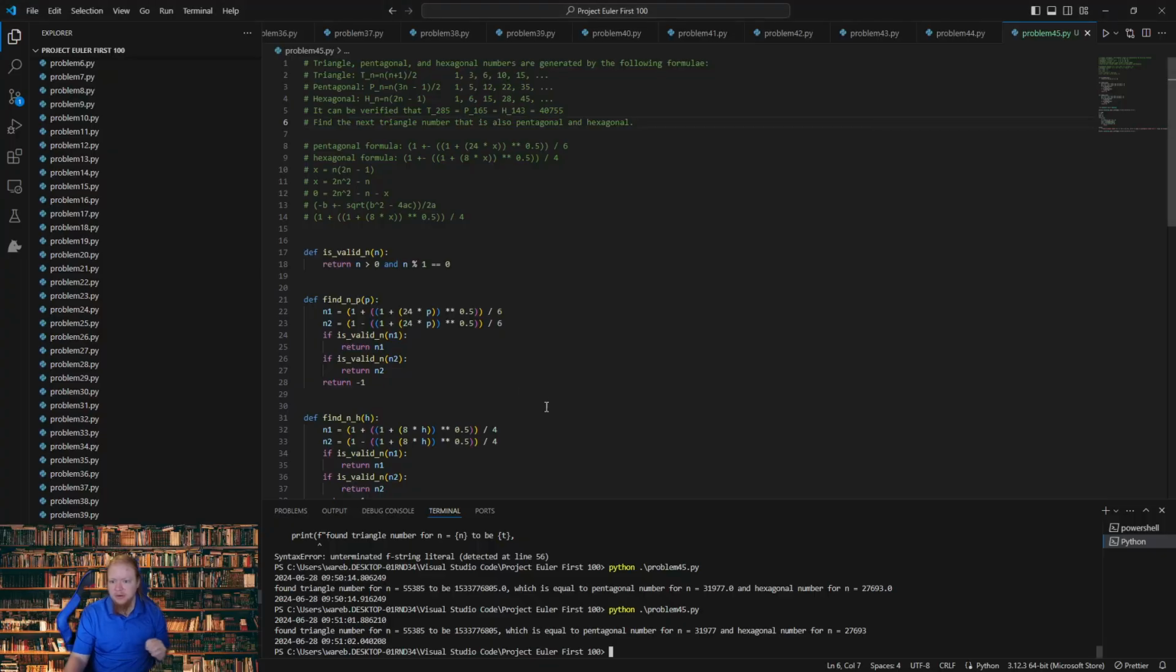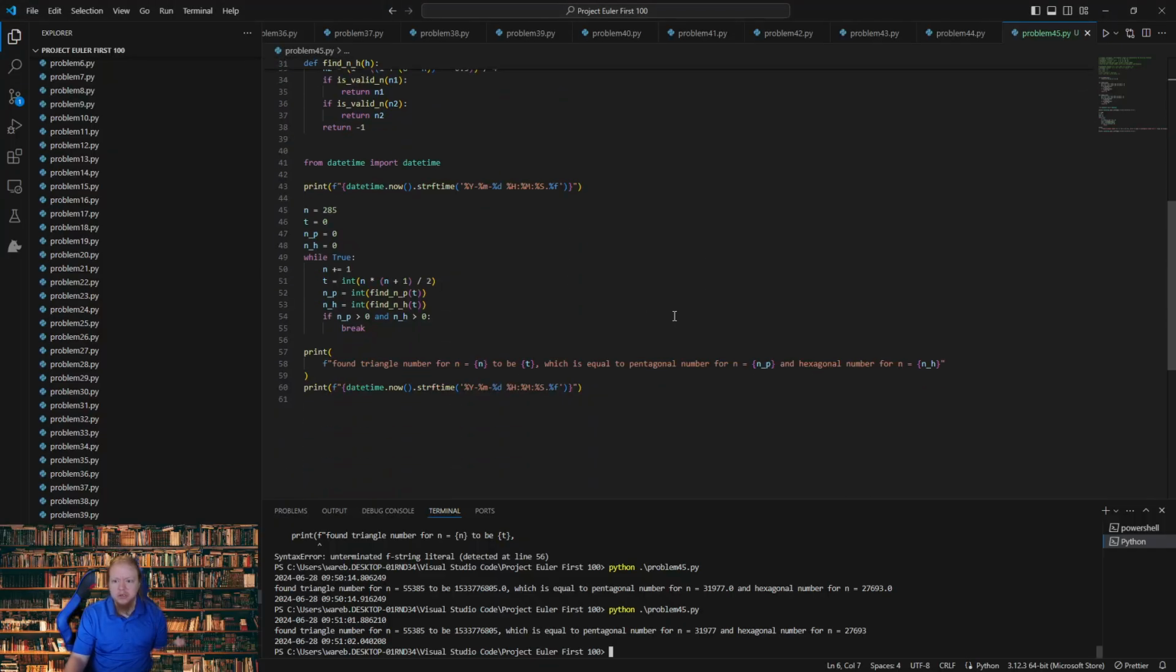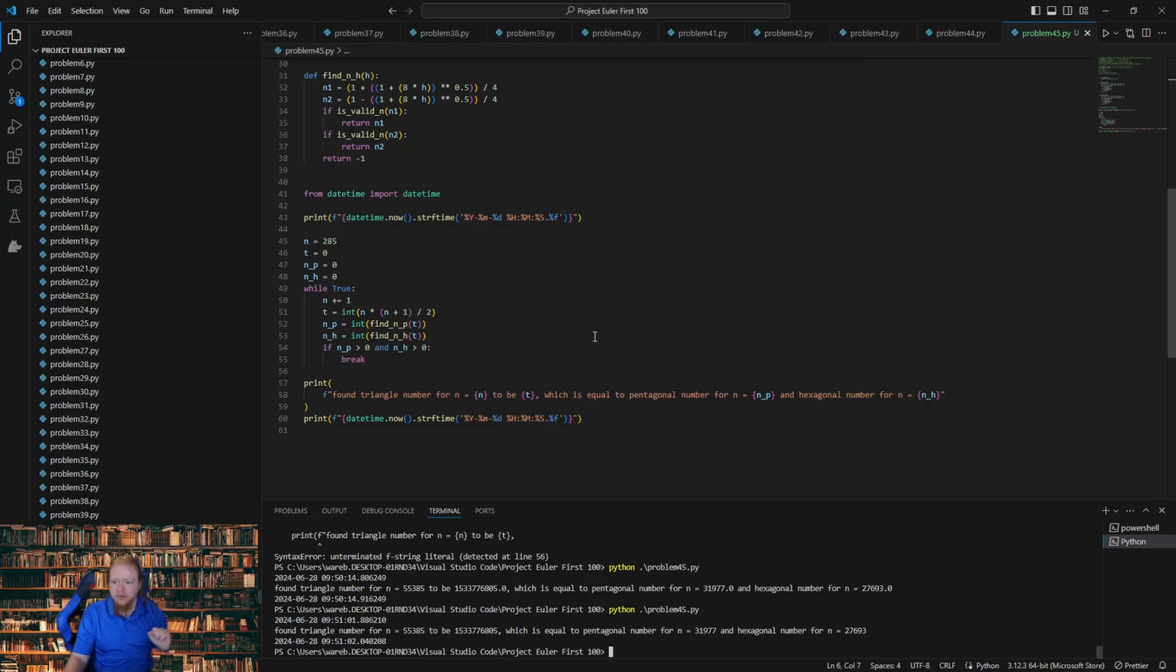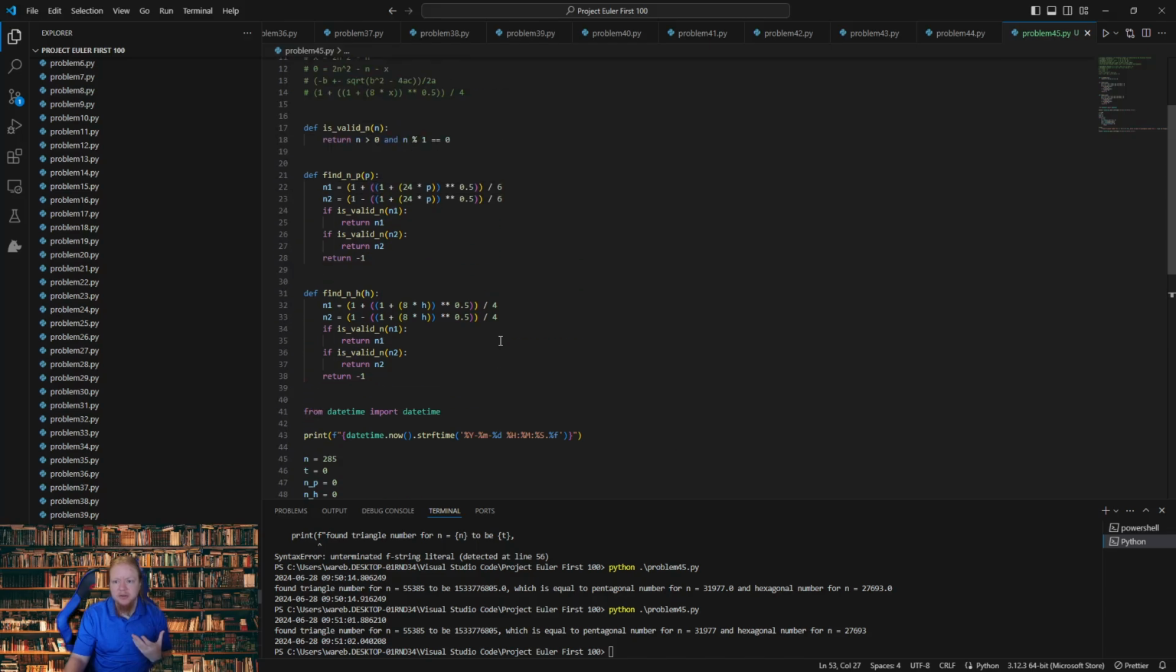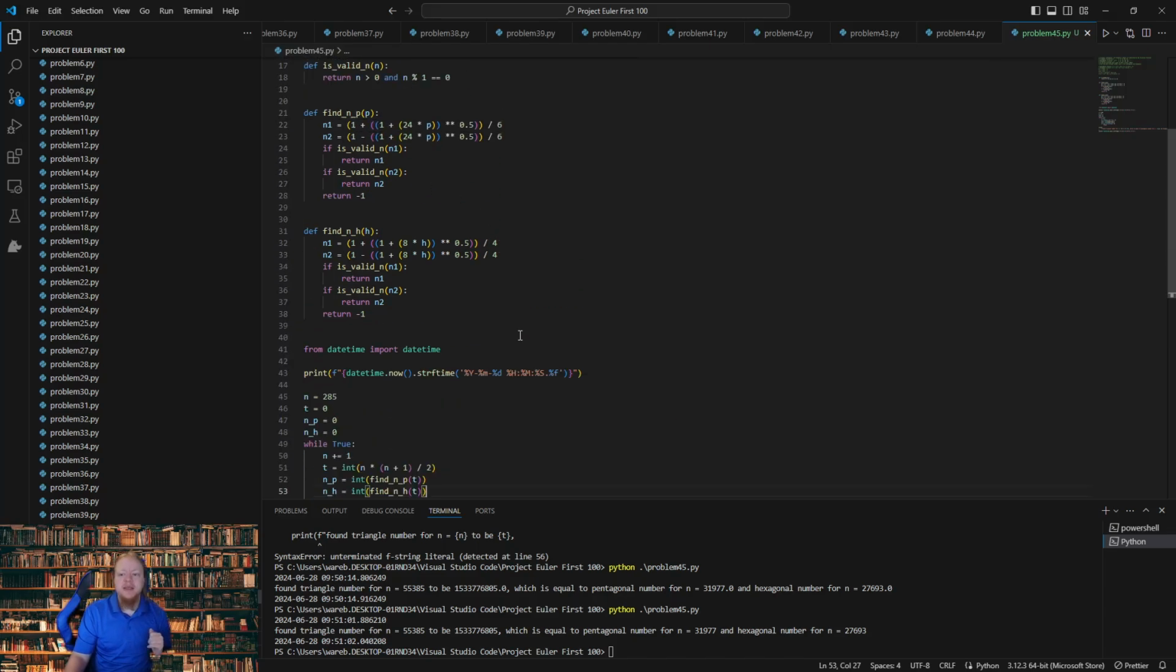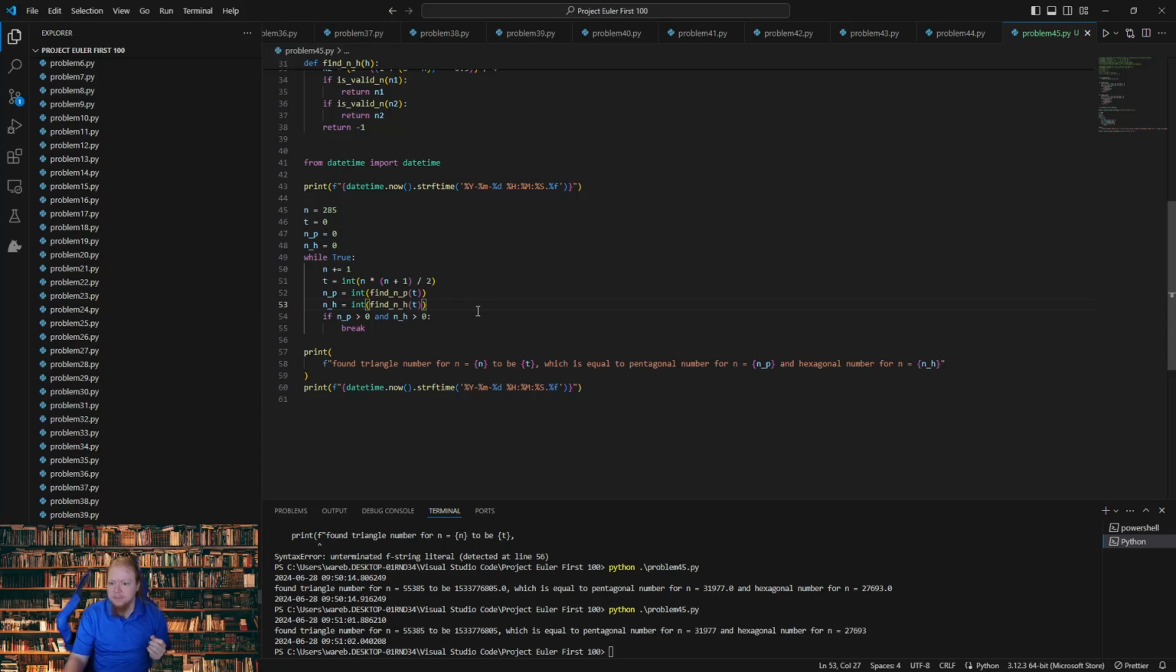All right. So our general strategy worked as soon as I got it programmed correctly. Basically, just go through every n starting with 286, find the triangle number, check whether it is also a pentagonal and hexagonal number by calculating what their n would be if it were, and then just printing out our findings once we have one that's in all three.